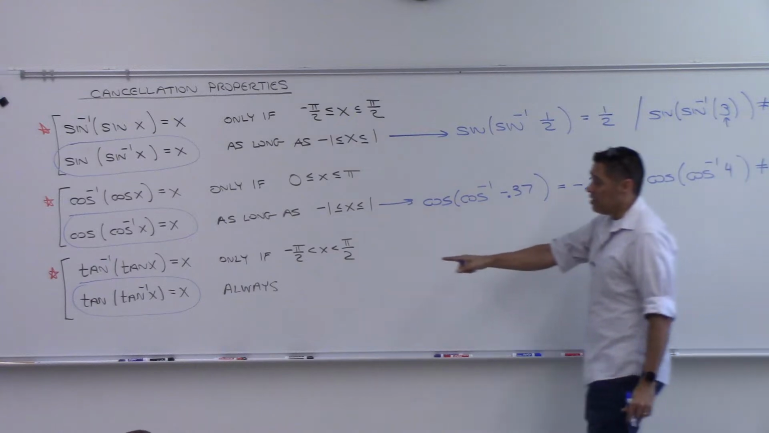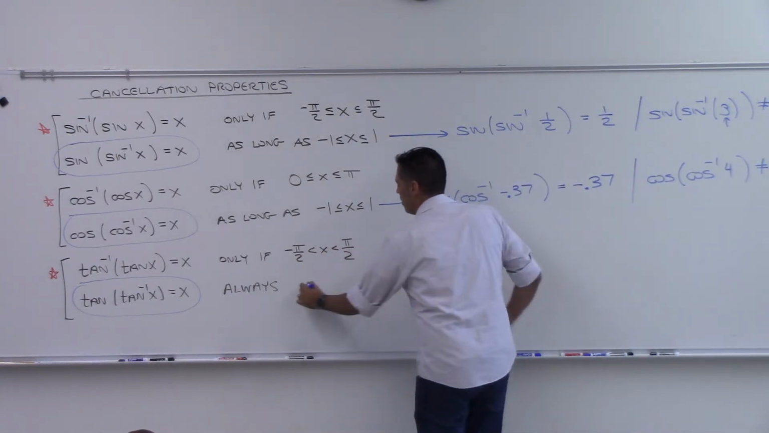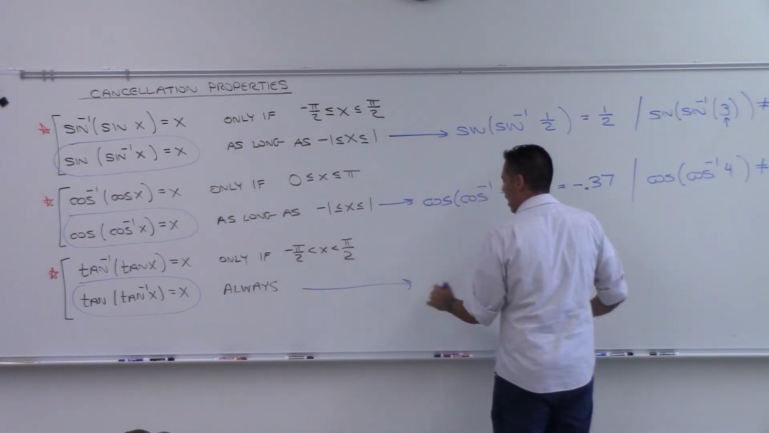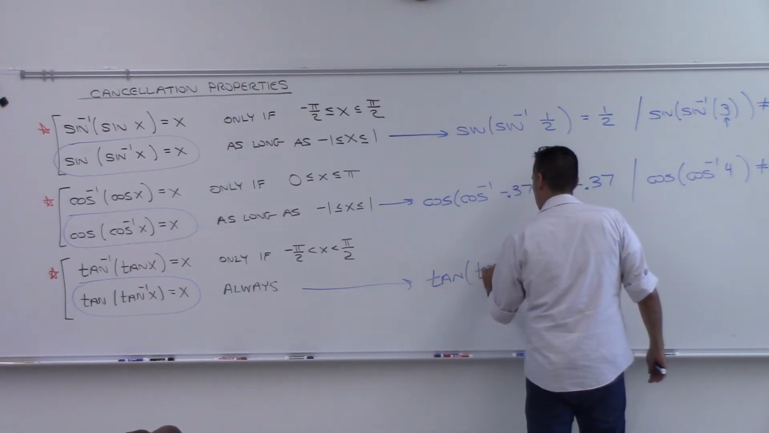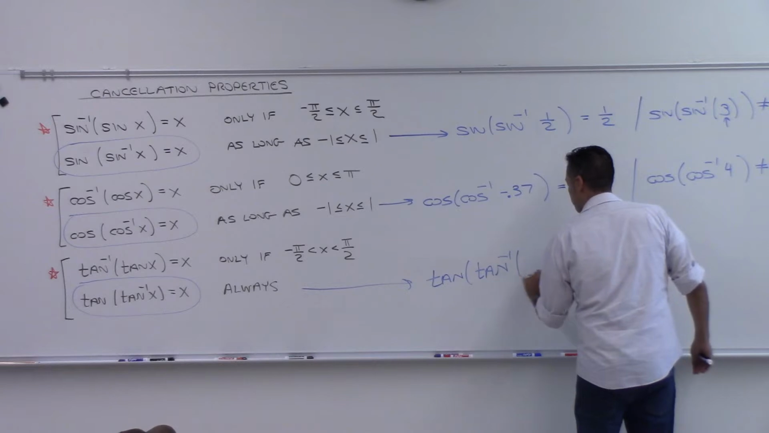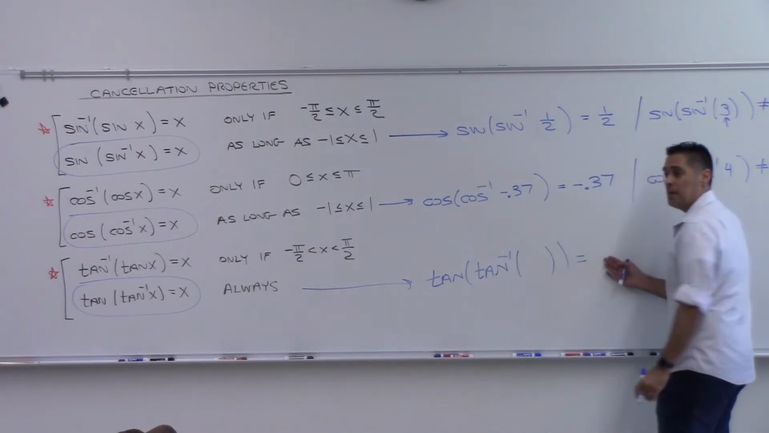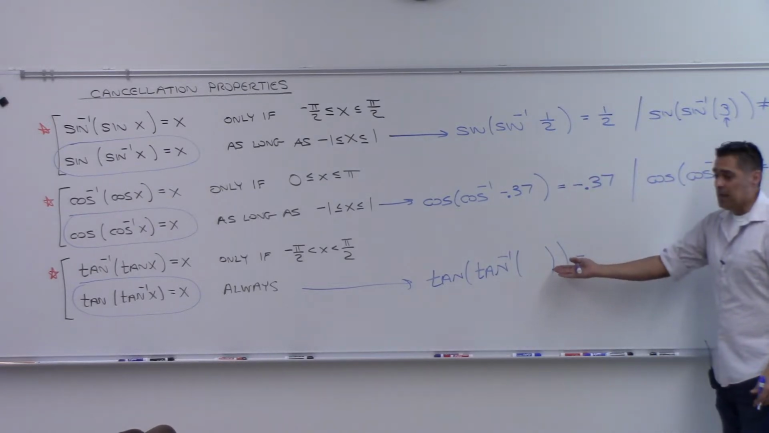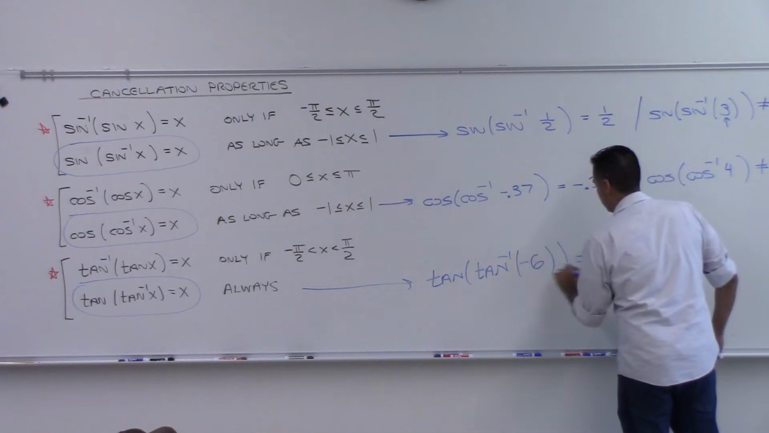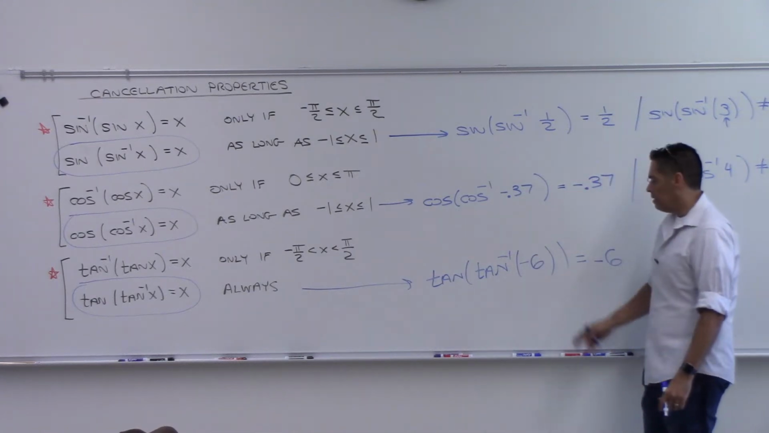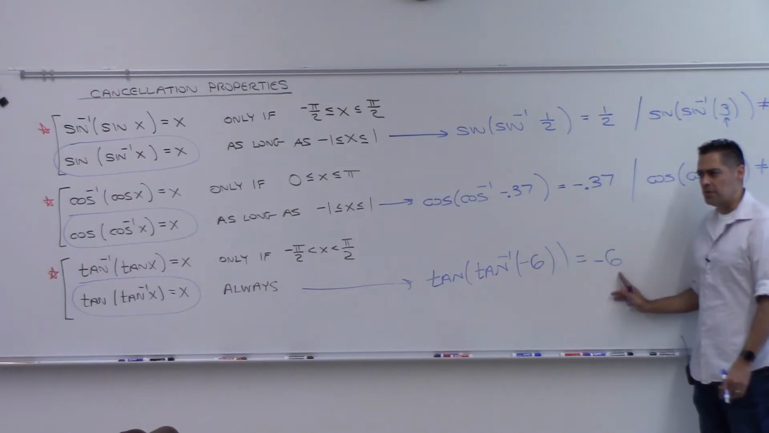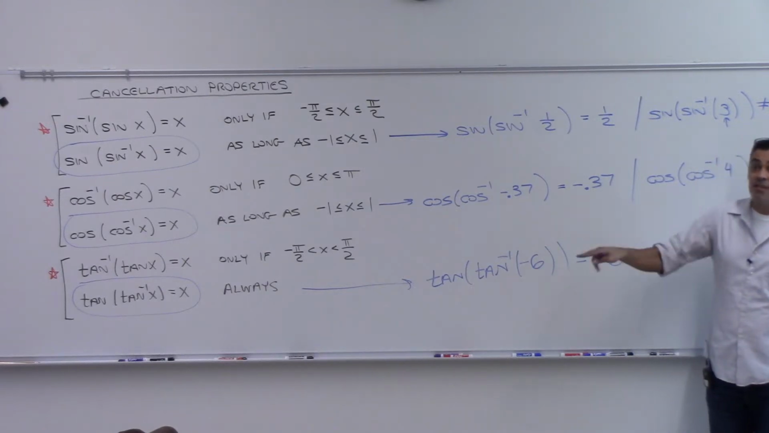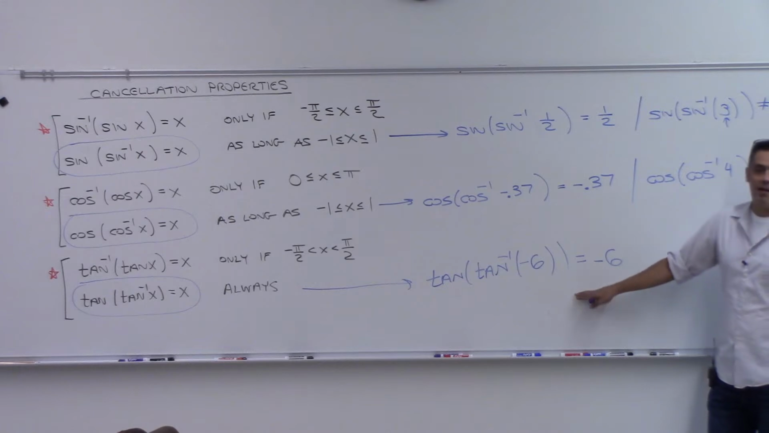Now for tangent of tangent inverse, this one you can never screw it up, because no matter what you plug in, the answer is going to be whatever you plug in. So give me any number, it doesn't matter what it is. -6, the answer is -6. Give me 100, the answer is 100. Give me a billion, the answer is a billion. So for tangent of tangent inverse, there's no way to get it wrong.